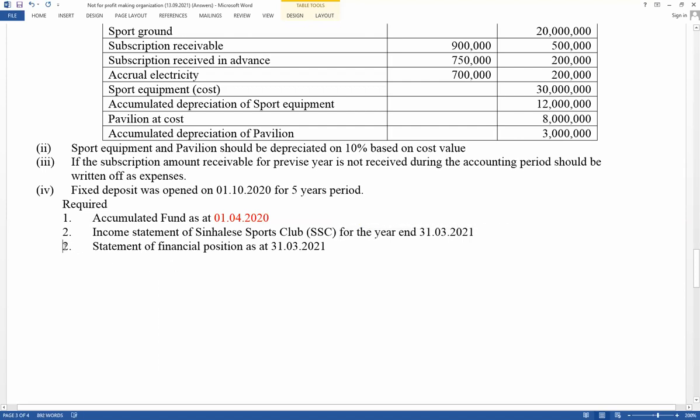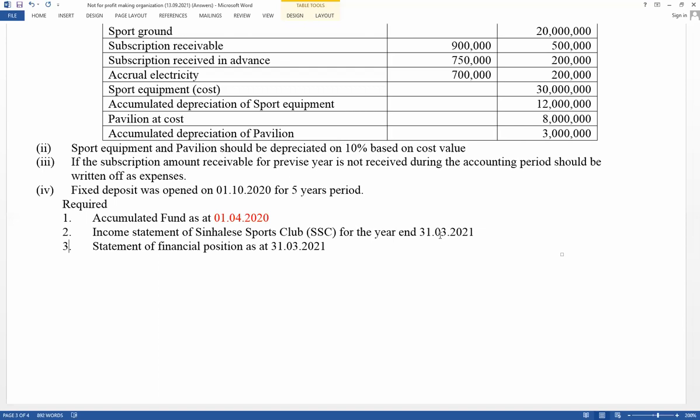As well as there's the third requirement, statement of financial position they ask as at 31st March 21. Think about 31st March 21, they ask only closing assets and liabilities should be included. Opening assets and liabilities should be included in the accumulated fund calculation. And all the income and expense should be included in the income statement of the sport club. Those are the things we have to prepare as financial statements for a not for profit making organization.